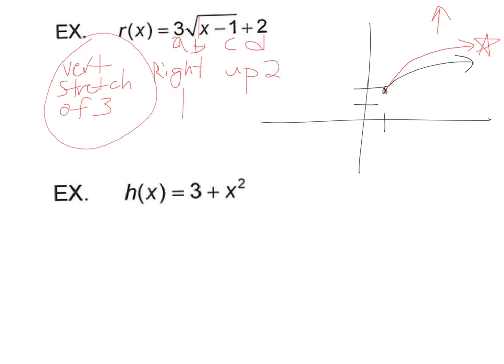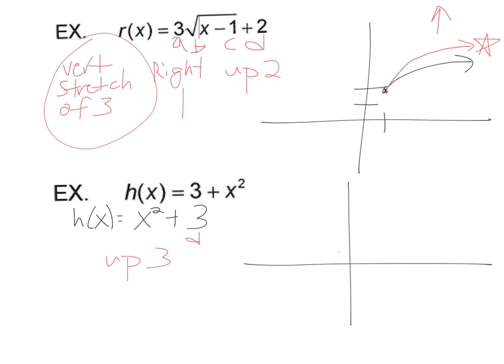H of x equals 3 plus x squared. Again, you don't have an added or subtracted number in the front. It needs to go to the back. So that should really be h of x equals x squared plus 3. Since it's outside of the function, that would be d, and it would be up 3. Parent graph is a parabola. We're going to move it up 3. And then that's all that one had.